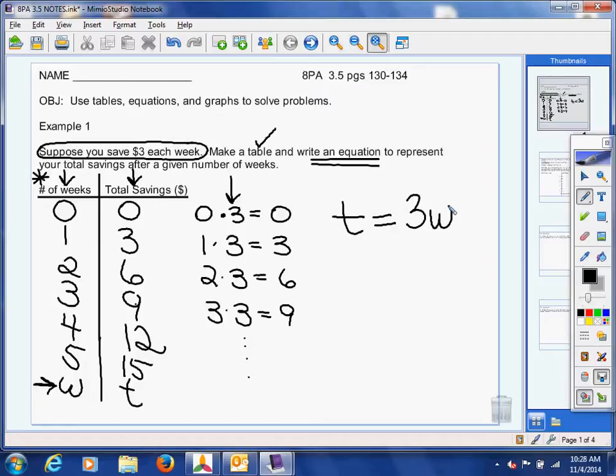So this is what we're after. That's what we're trying to do, is come up with the equation. That's our end game, to come up with the equation and figure it out from there. So the first sentence gave us the information we needed. We made a table to see if we could detect a pattern. We did detect a pattern. We noticed that each time we went up a week, we multiplied by 3, and that gave us our total savings. And then from that, we were able to write an equation. So far, everybody pretty good on that? It's not easy stuff, but I do want to introduce this.